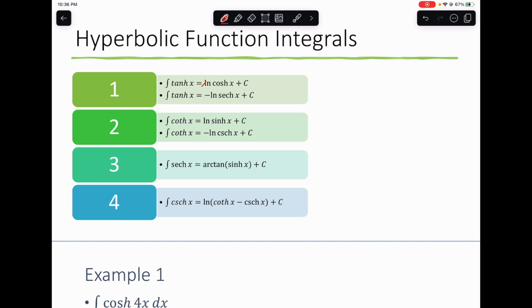And for hyperbolic secant, this is the same method. In finding the integral of hyperbolic secant of x, this time I can multiply this one by hyperbolic cosine of x.